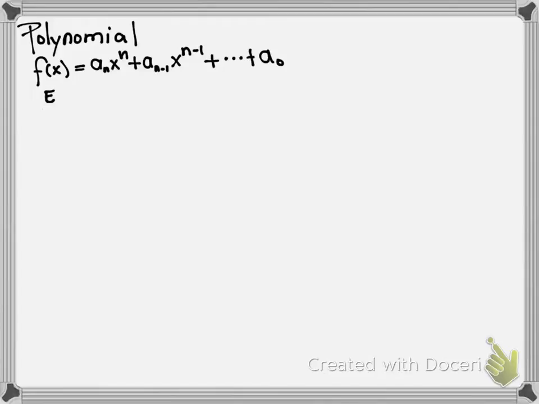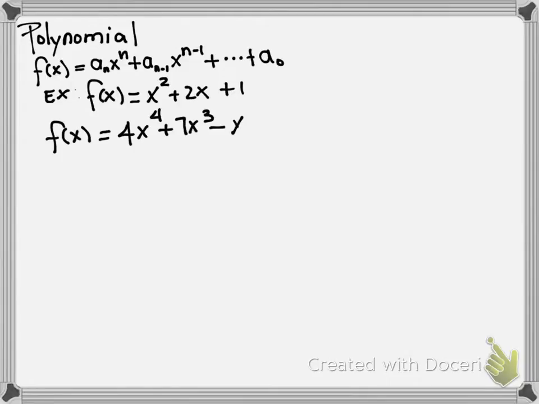Let's look at an example of what this actually is. Well, a polynomial is f of x equals x squared plus 2x plus 1. Now, we have done this, so we call it a quadratic function. But it is a polynomial. That way, we can classify the polynomial because a polynomial can be classified as many other things.